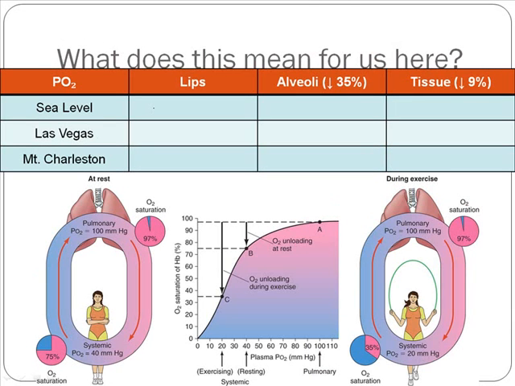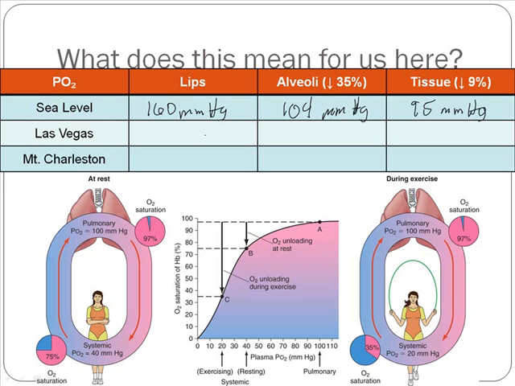So what does that actually mean for us here in Vegas? Well, if you look at the chart on this slide, at sea level at the lips, what is your PO2? It is 160 millimeters of mercury on average. If it travels to the alveoli, you lose about 35%, which means at the alveolar level you have a PO2 of 104 millimeters of mercury, and at the tissue level your PO2 drops again to 95 millimeters of mercury. You still have plenty of saturation of the hemoglobin. Plenty of oxygen will be able to get down into the tissues themselves.